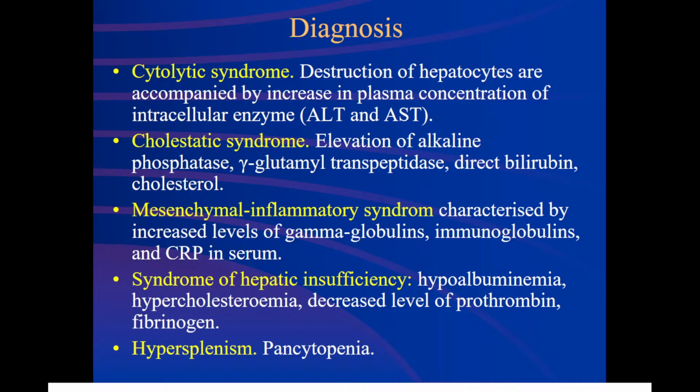Portal hypertension will lead to higher pressure in the spleen, which may cause hypersplenism, which can lead to pancytopenia: anemia, thrombocytopenia, and leukopenia in the advanced stage of liver cirrhosis.